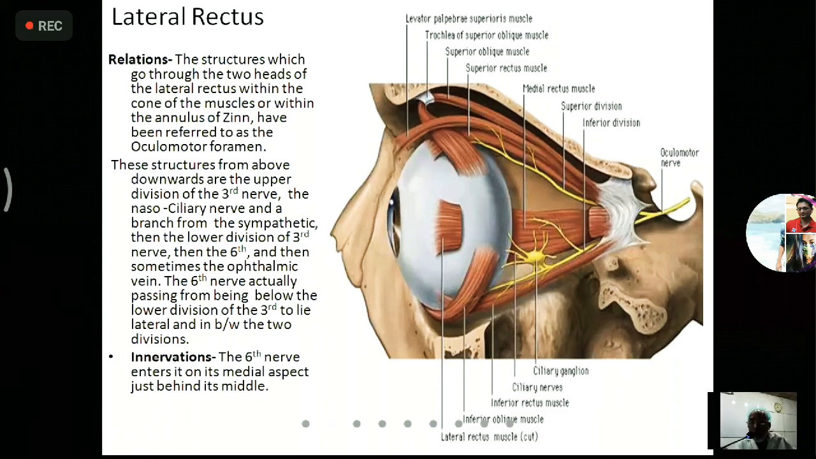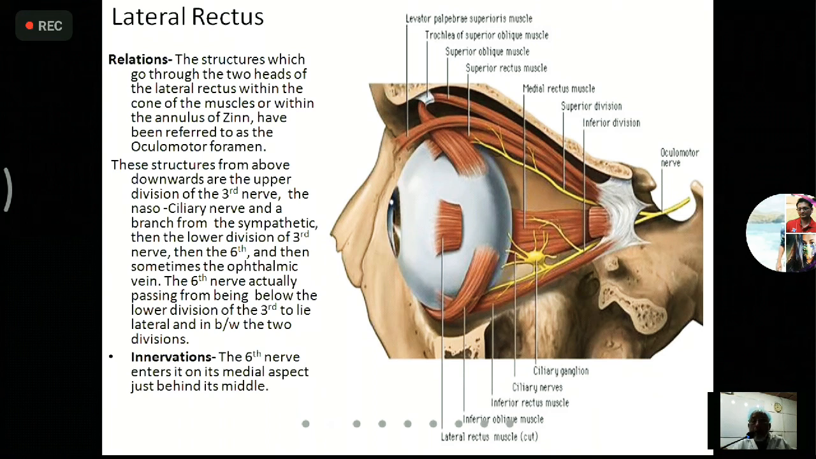Hello students, lateral rectus muscle. For the lateral rectus muscle supply, as I said, all recti are supplied by the oculomotor nerve. I have divided the superior division and inferior division, which supplies which, but lateral rectus is supplied by the sixth cranial nerve. Okay, LR6. Remember it. And it lies below the lower division of the third nerve, laterally in between the two divisions.